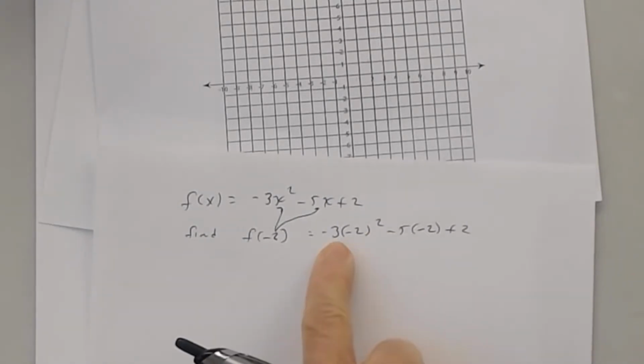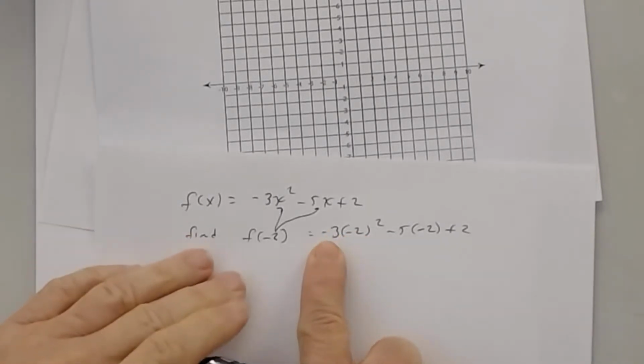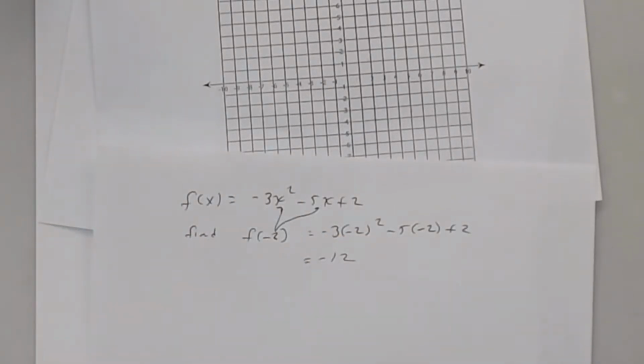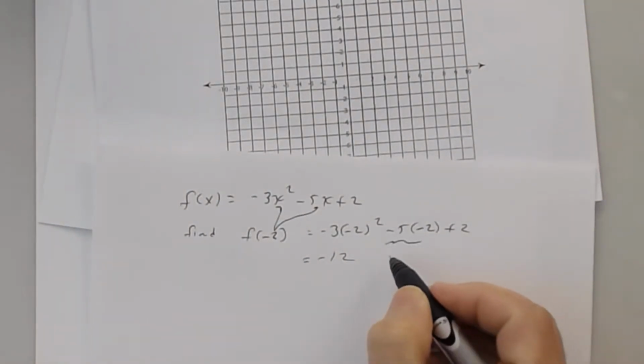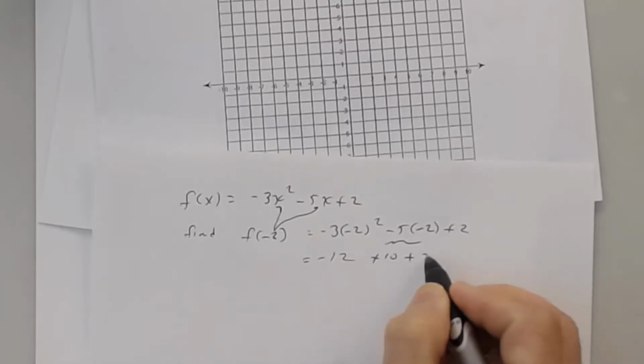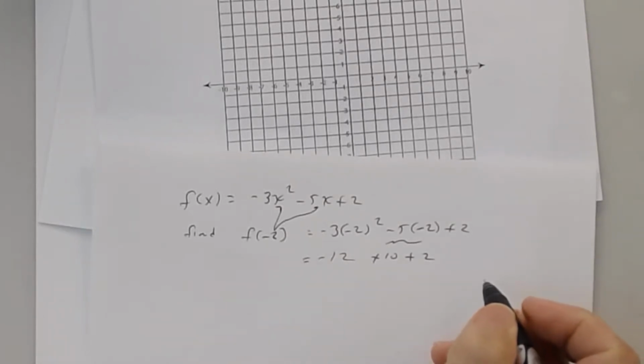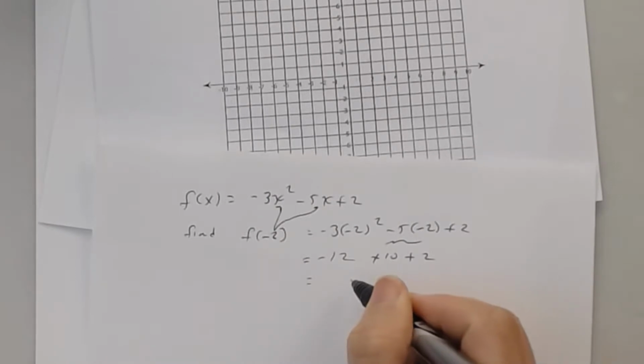Some students make a mistake and say negative 3 times negative 2 is 6, and then square it, and they get 36. That's not true. You've got to do what first? You've got to do the exponent first. So what's negative 2 squared? 4. Now what's 4 times negative 3? Negative 12. Okay? And then what's negative 5 times a negative 2? Positive 10, and then plus 2. When I add these up, what do I get for f of negative 2?